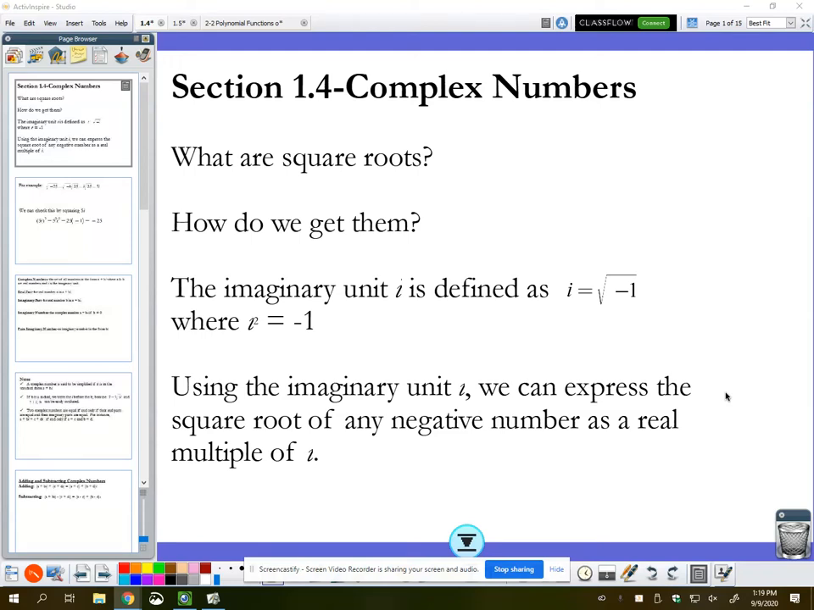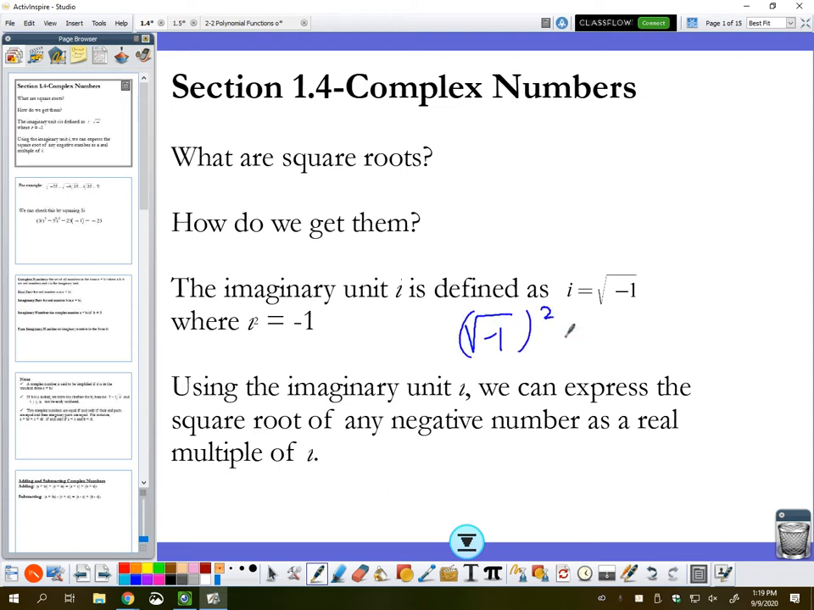Okay, so section 1.4 and 1.5 is what we have for today. Section 1.4 is on complex numbers. This slide is just telling you that we use the square root of -1. We replace that with i so that we can work with it. So i squared is going to be -1, because if you take the square root of -1 and square it, you're going to get -1.